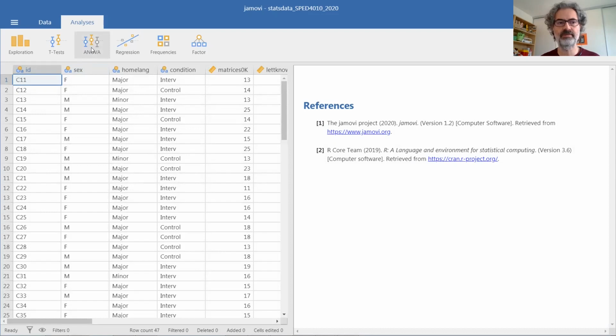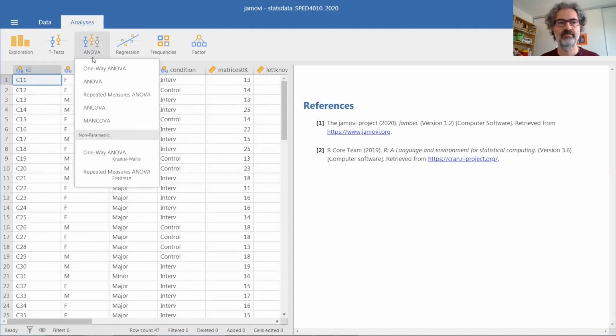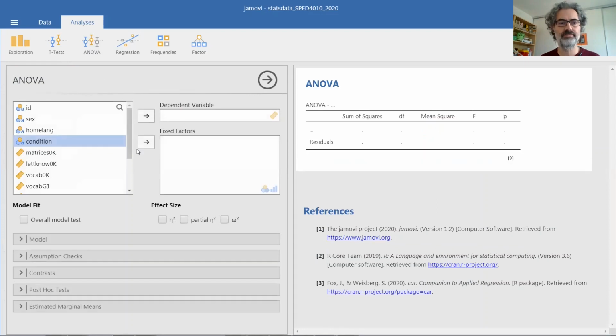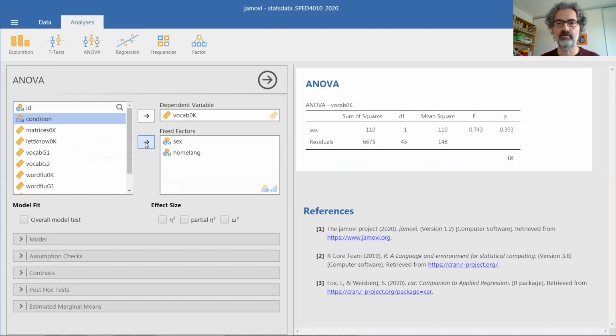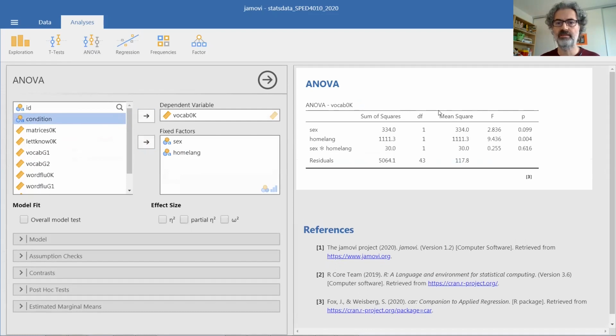To run an ANOVA, we click on ANOVA, and then the kind that we're interested in. Here we have no repeated measures, it's just grouping factors. So we click on regular ANOVA. Our dependent variable will be vocabulary in kindergarten, and our fixed factors are sex and home language. And this is our ANOVA table: the sums of squares, degrees of freedom, mean squares, F ratios, and p-values.